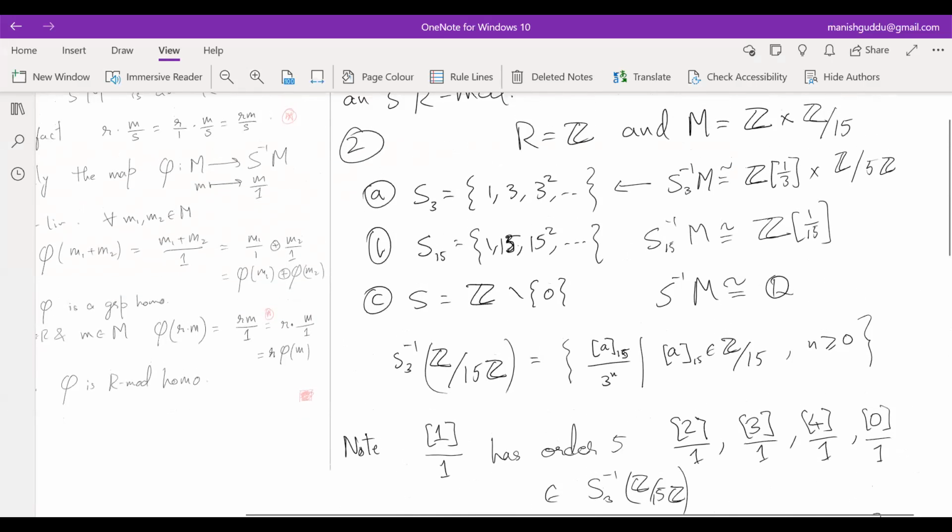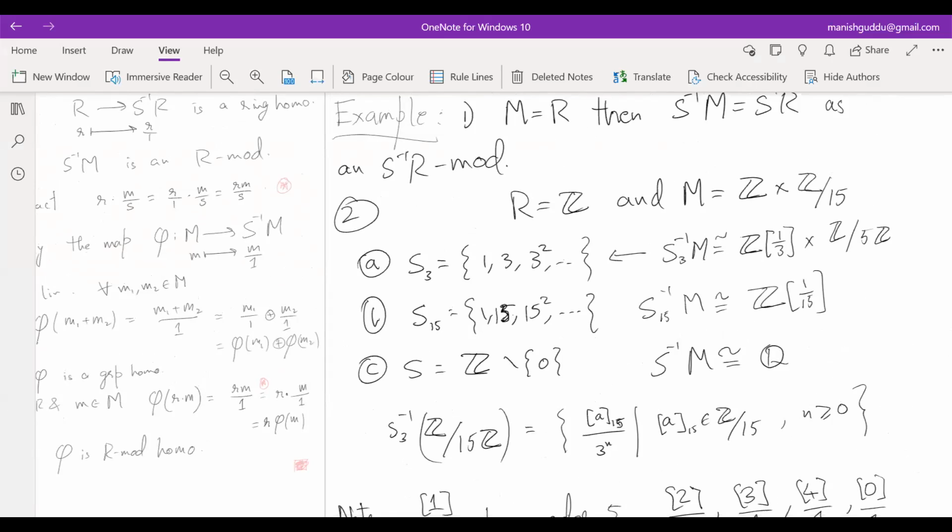Okay, so this localization, in some sense, kills the torsion part. Yeah. So this is the part to keep in mind.